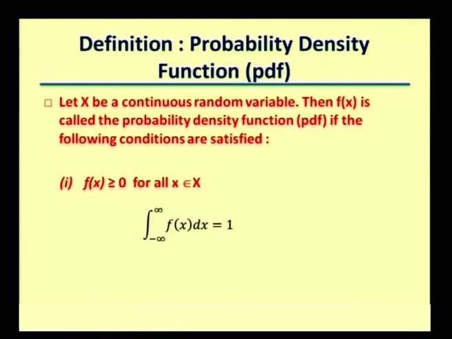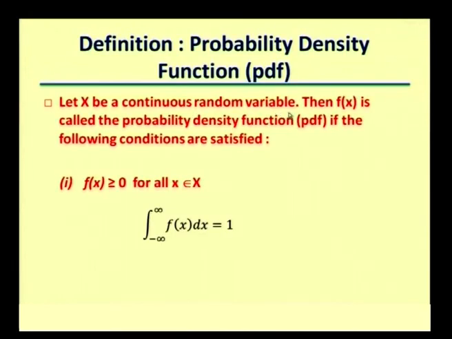Next definition, probability density function. Let x be a continuous random variable. We have defined probability mass function for discrete random variable, and now we are going to define the probability function for continuous random variable. As I already told you, what is meant by continuous random variable? It is the random variable which takes all the possible values in an interval. So let x be a continuous random variable means it is taking all the values in an interval. Then f of x is called probability density function, PDF, if the following conditions are satisfied.